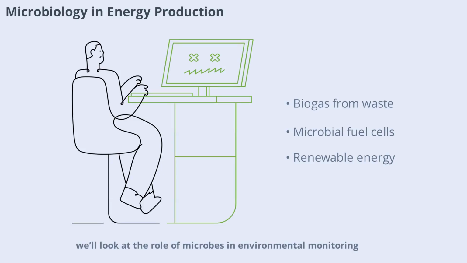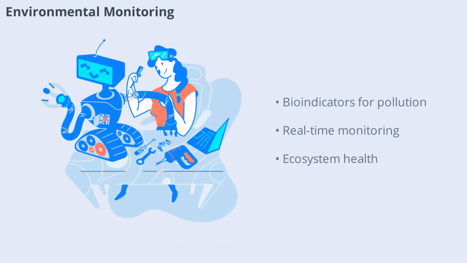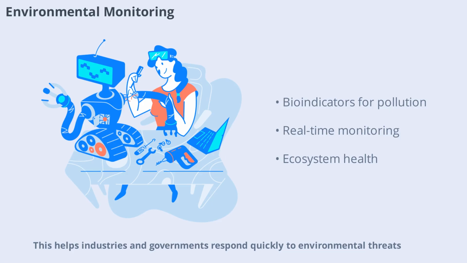Next, we'll look at the role of microbes in environmental monitoring. Microorganisms are used as bioindicators to monitor environmental health. Certain bacteria and algae can signal the presence of pollutants or changes in ecosystem conditions. Microbial sensors are being developed for real-time monitoring of air, water, and soil quality. This helps industries and governments respond quickly to environmental threats.